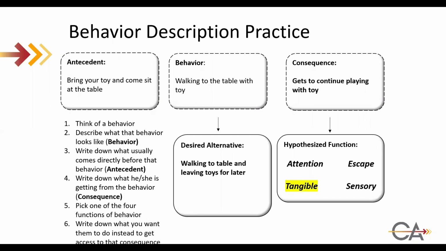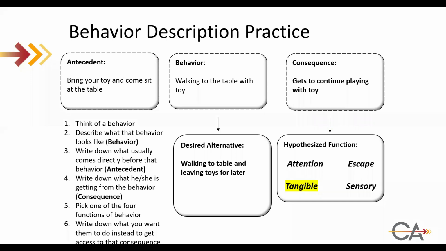So we can hypothesize that the function in this case was tangible. He didn't really care about the table, but he wanted to play with the toy. Now maybe he still can't bring the toy to the table, but we want to test it first before we put an intervention in place. That way, when we look at that desired alternative, walking to the table and leaving the toys for later, we can build that in. But to test that, maybe we want to reinforce that not as appropriate a behavior of bringing your toys to the table, just to see if that was in fact the function. If he still would have stopped and screamed, we probably would have hypothesized it was escape and it was coming to the table that he didn't want.